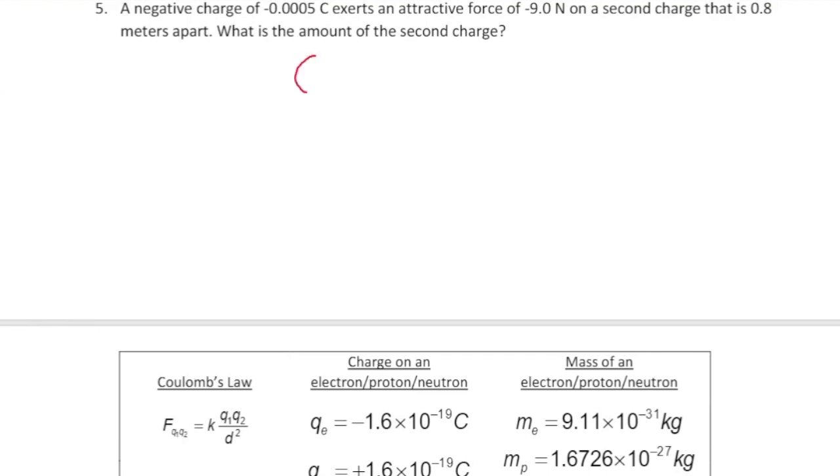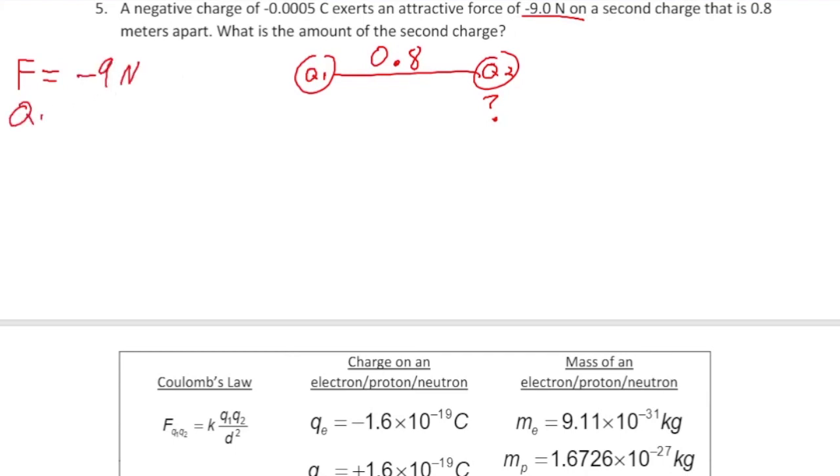So if we draw our picture just like before, and we know our pictures just look the same, we have Q1, we have Q2. This time though, we don't know the charge of Q2, and the distance between them is 0.8. So let's list our variables. F, well, F is the force between them, and that's negative 9 newtons. Q1 is our first charge, and that's negative 0.0005 coulombs.